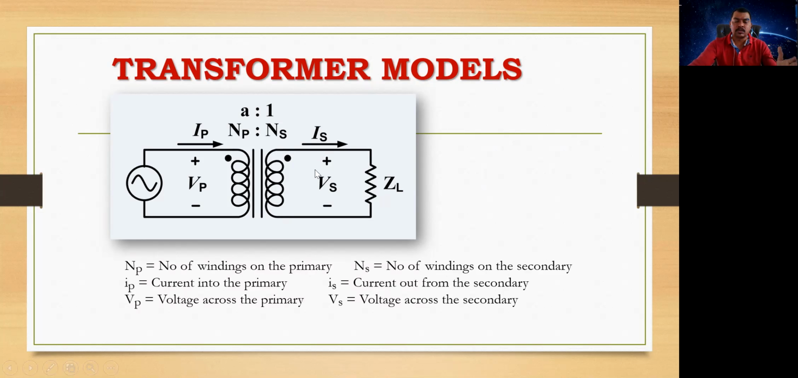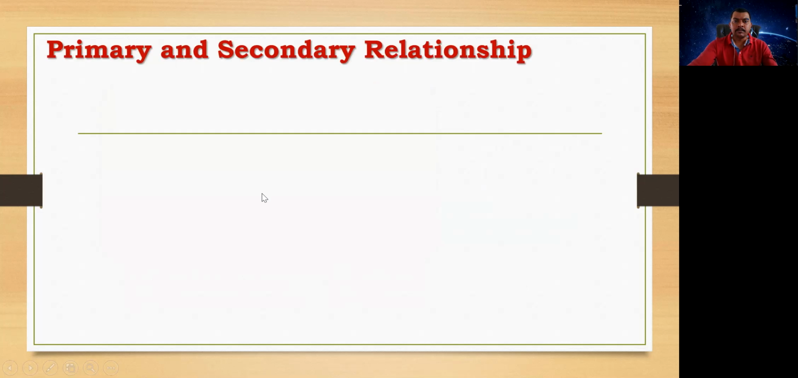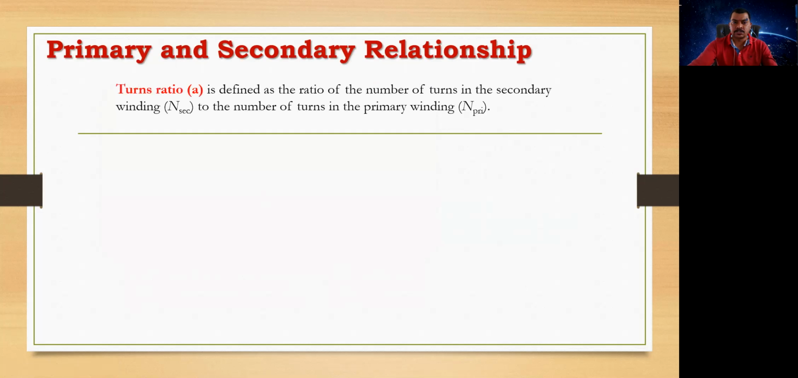So these are some of the nomenclatures that are being used over here that I have already told you. So this is a model of a transformer. Then, the primary and secondary relationship over there.